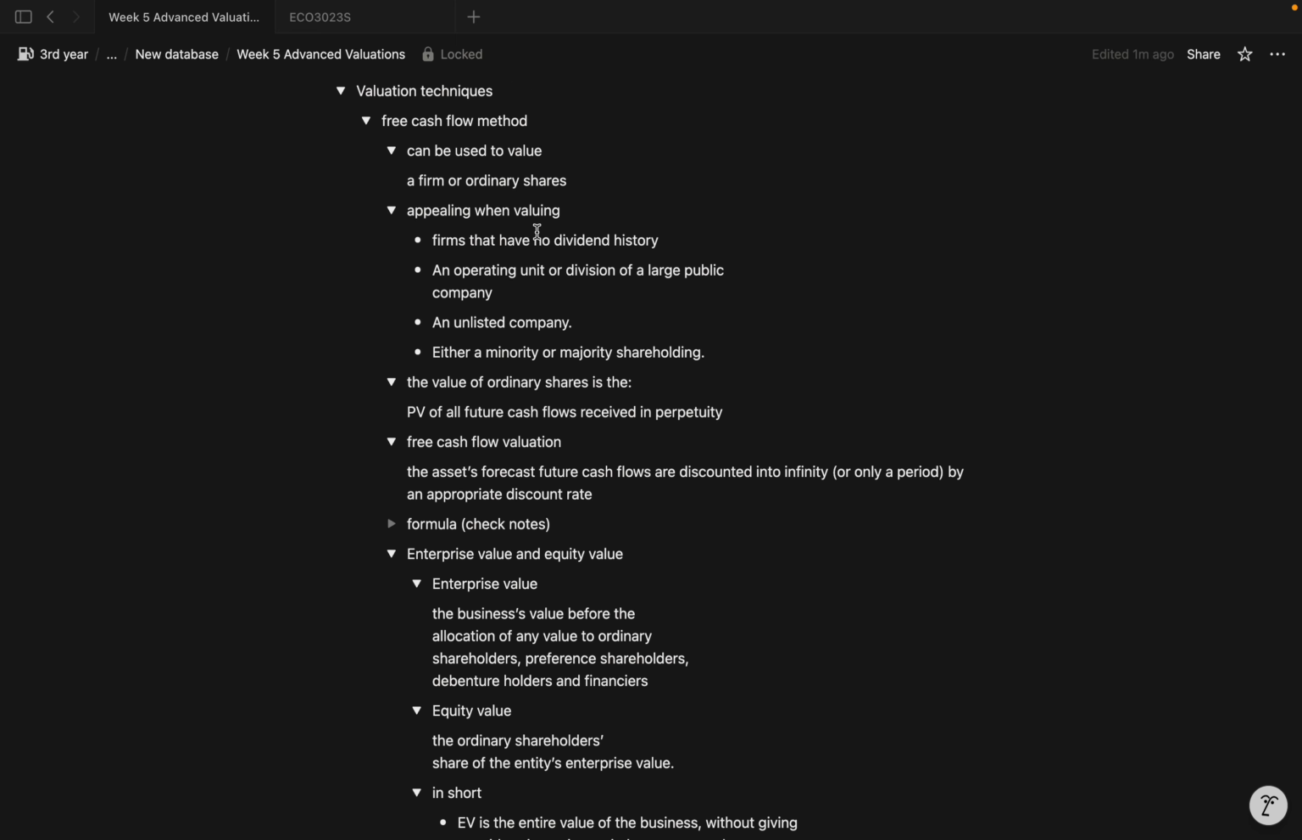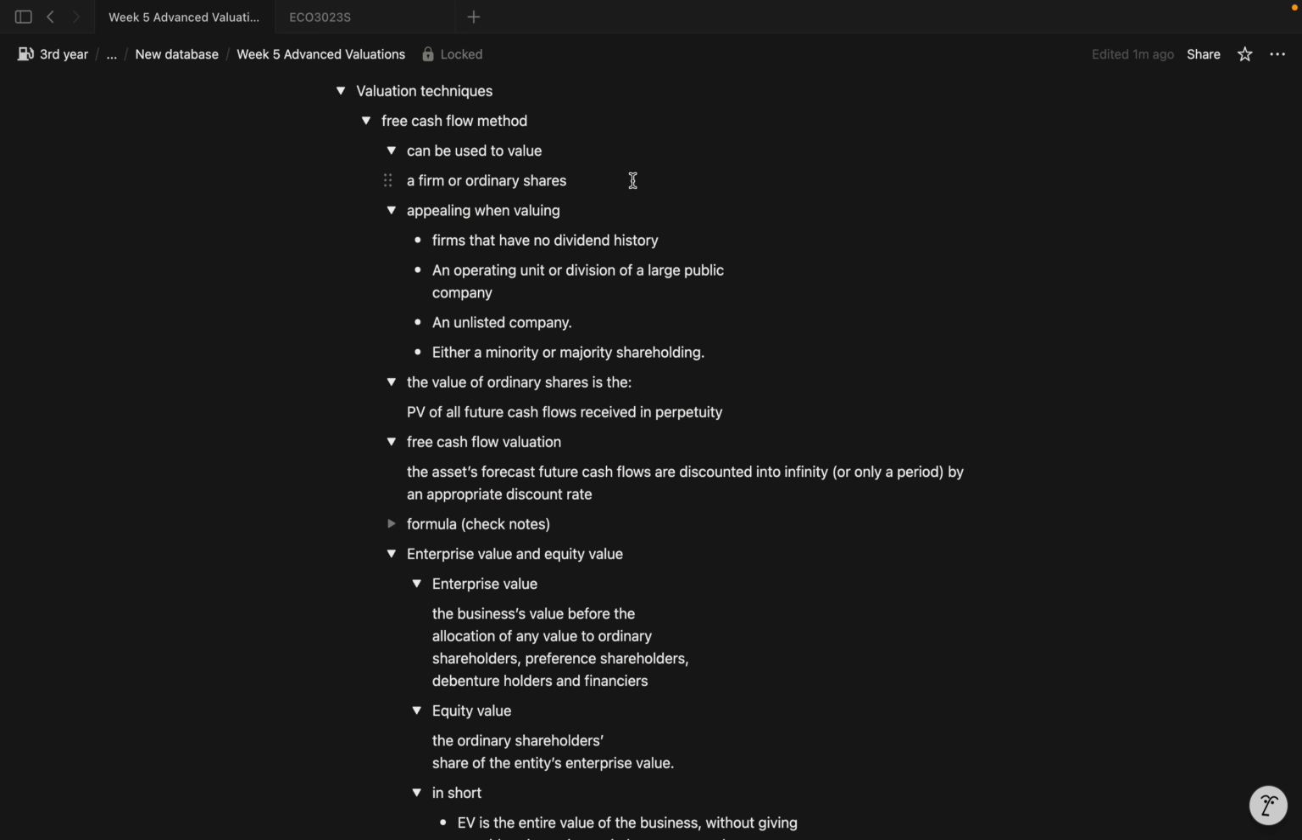So firstly, the free cash flow method, that's the primary one. So you're going to use that when you're valuing a firm in general or just ordinary shares. When do you use this? So if there's no dividend history, if it is an operating unit or a division of a large public company, if it's an unlisted company, or you're figuring out the minority or majority shareholding value.